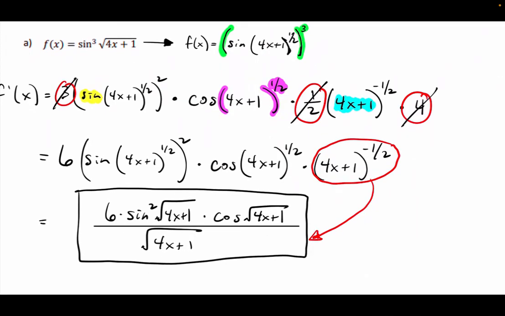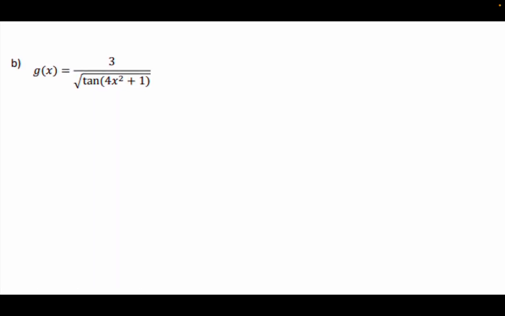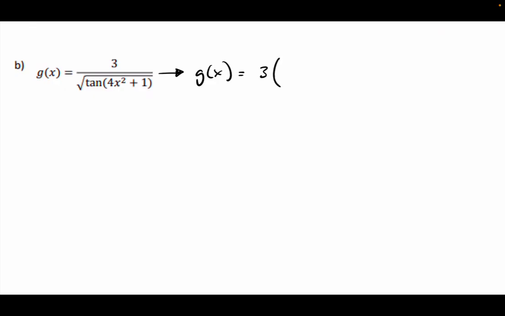All right. So the first thing I'm going to do is rewrite it without the roots, without the fractions, all that stuff, like I did earlier, like we did yesterday. So we said g of x. We said tangent 4x squared plus 1 to the negative 1/2 power. That's how we rewrote it.